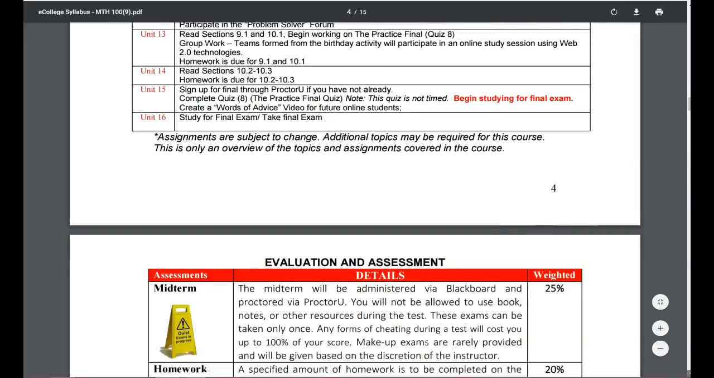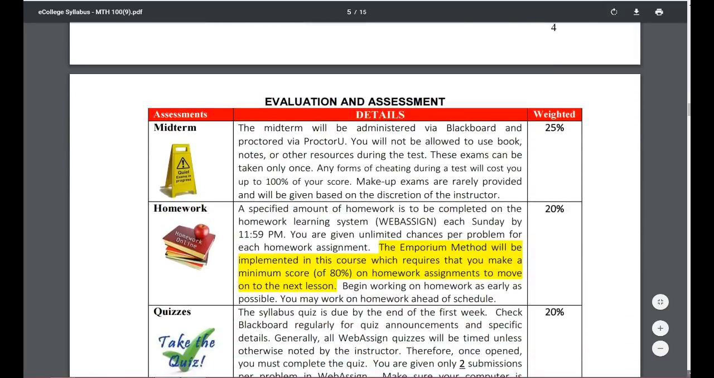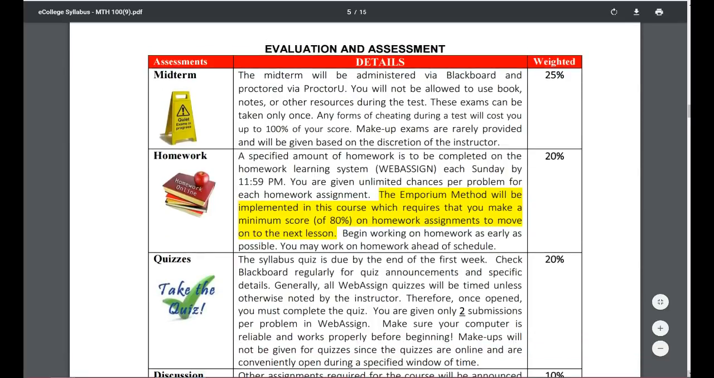Alright, what follows next is basically the evaluation and assessment details. The midterm is worth 25% of your grade. It will be proctored via ProctorU. You will not be allowed to use book notes or other resources during the test. These exams can be taken only once. Any forms of cheating during the test will cost you up to 100% of your score.